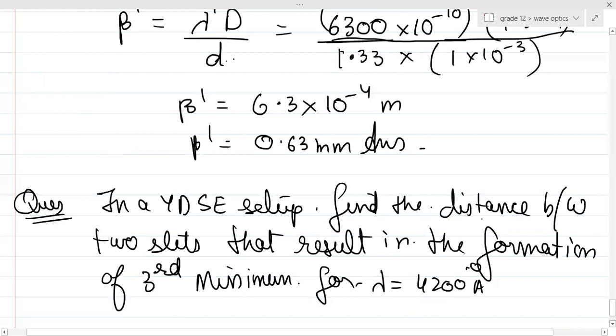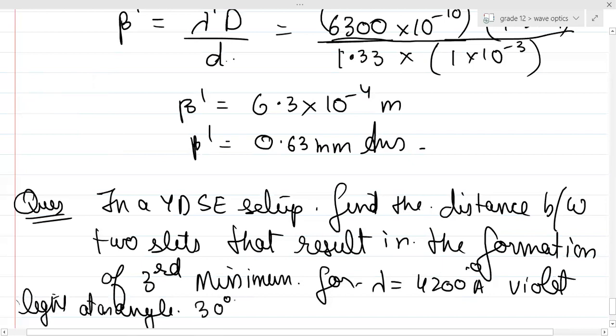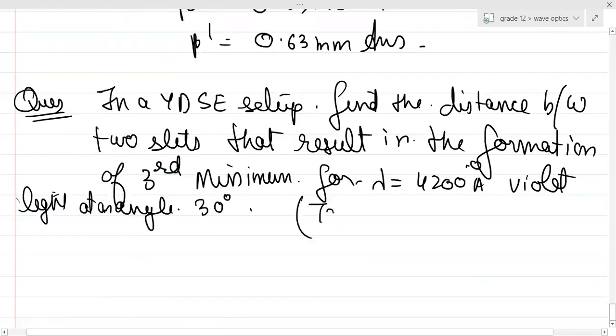Anyways, the lambda given to you is 4200 angstrom. I'll write the name as well, just in case: violet light at an angle of 30 degrees. Take small d much less than capital D. So you want basically what?